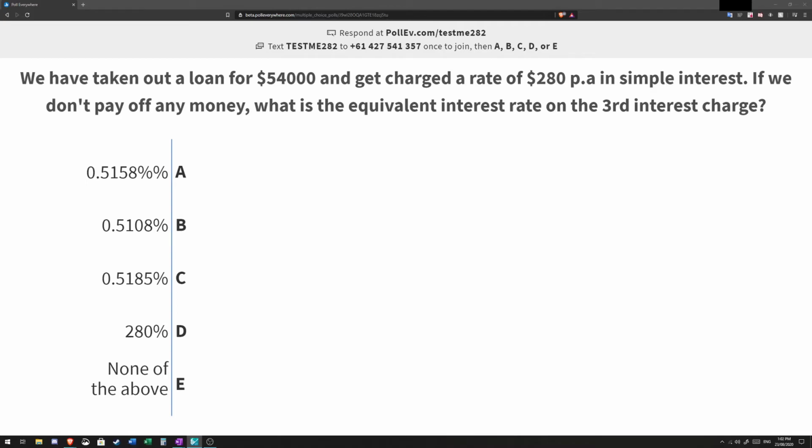So we've got to think about it again. I haven't got any responses yet for this, so I'm assuming people are still working it out. Remember, this is a loan. So when we get charged $280 in simple interest, what's happening to that loan? Is it going up or is it going down? I'll help you out. It's going up. Money's getting added onto that loan because we're borrowing money from the bank, right?